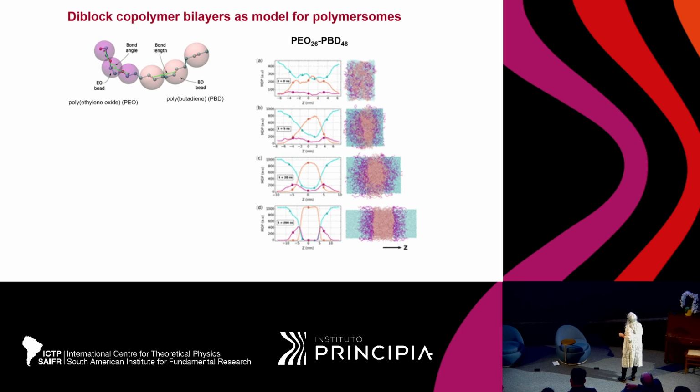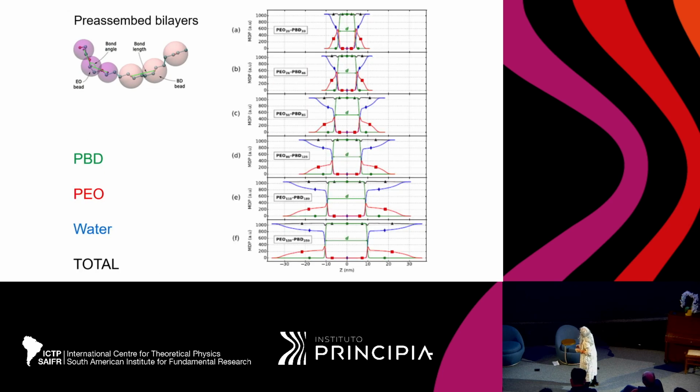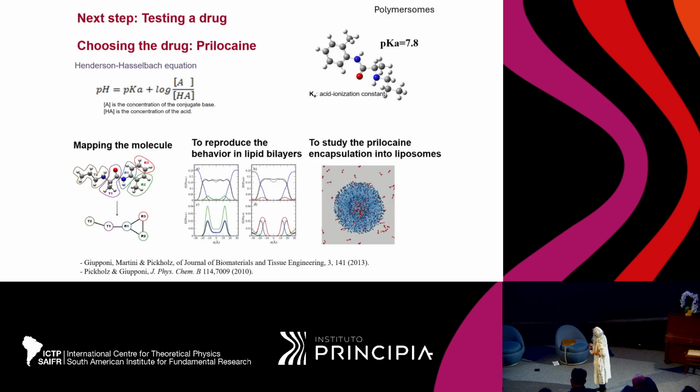Of course, considering periodic boundary conditions. And then we try to go to higher polymersomes. But first, we also check how they behave when we change the polymer length. And we found quite stable lipid bilayers, polymer bilayers, for different lengths of the hydrophilic and hydrophobic tails. Well, next step was to look for a drug.